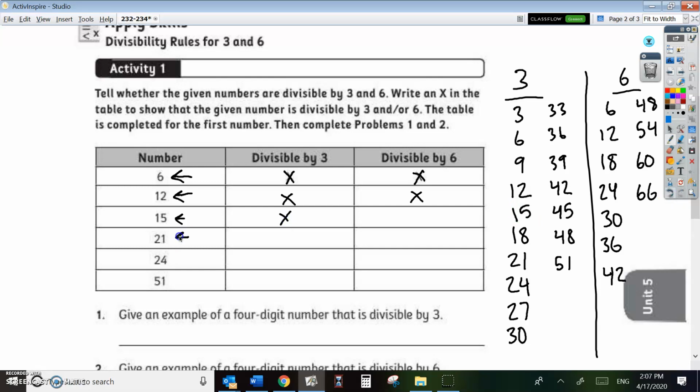Now let's check 21. Is 21 a multiple of 3? Let's try to find it on the list. Yes, it is. Is 21 a multiple of 6? No, it is not. So yes, 3, but not 6. Alright, check 24. 24 is a multiple of 3, and it's a multiple of 6. Yes and yes.